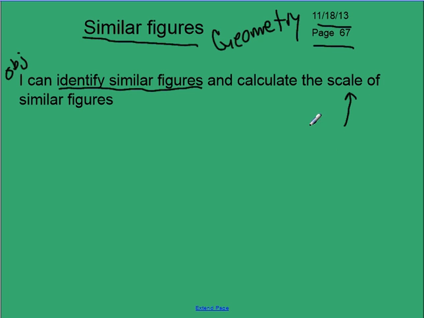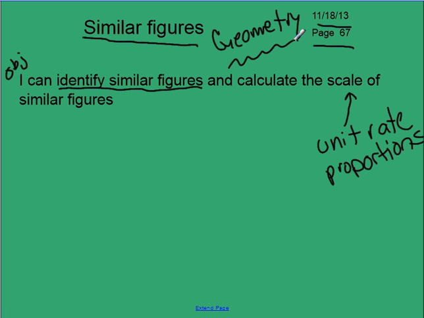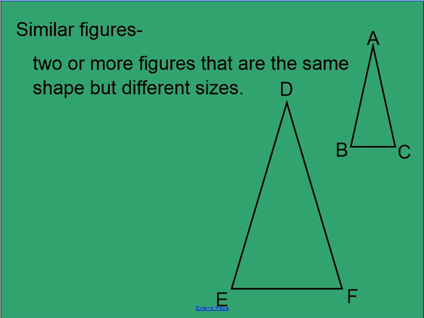Scale, where we find the scale of the two similar figures, that's where we start dealing with things like unit rate and proportion. So that's where our current unit fits into this kind of geometry sounding unit. So on the same page, let's look at an example of some similar figures and talk about what the definition of a similar figure is. So any two or more figures that are the same shape but different sizes.